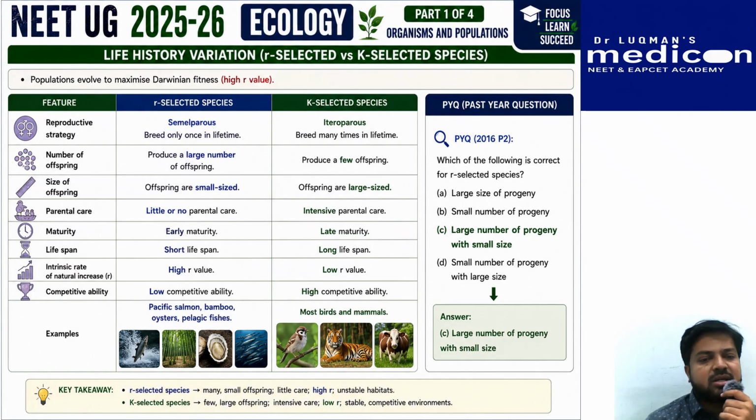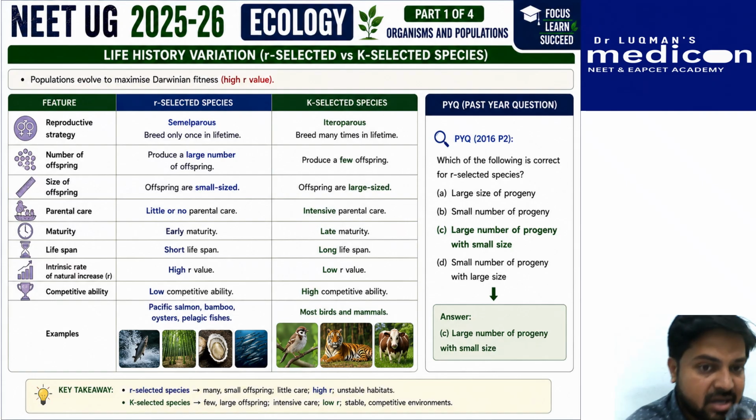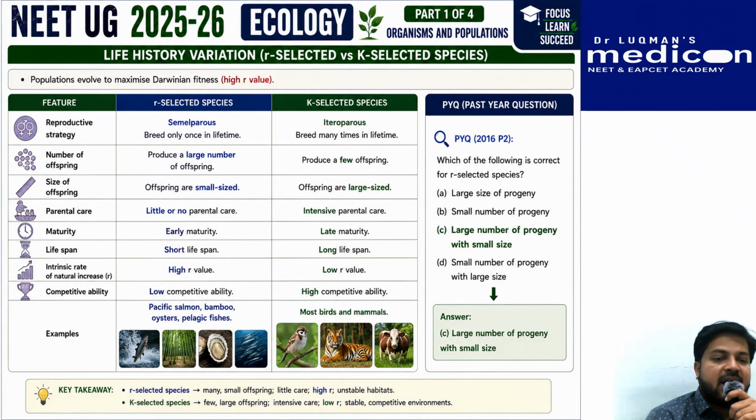Okay. So direct examples could be asked, and also statement based questions could be asked, where it is high and where it is low. Large number of offspring but long lifespan, high r value but low. These types of contrasting statements can be given to confuse you. The examples for R selected species are Pacific salmon, bamboo, oysters and pelagic fishes. Similarly, the examples for K selected species are most birds and mammals.